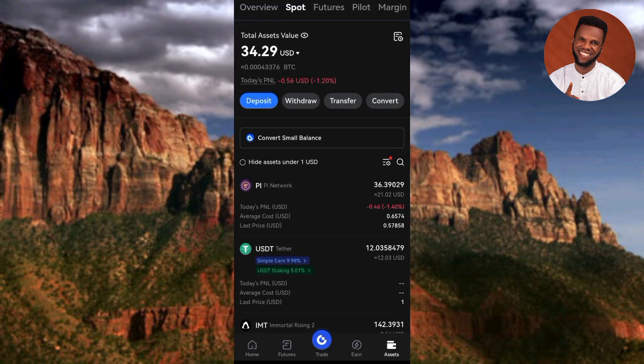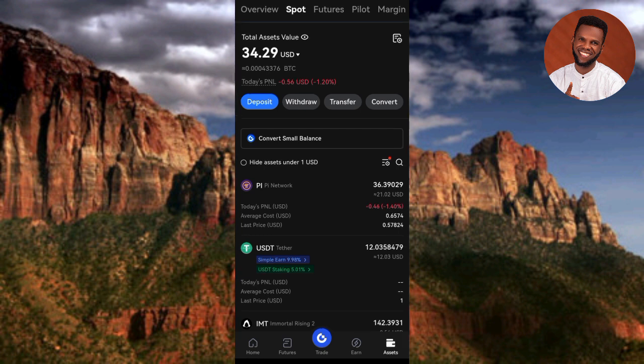Now the next step is to actually sell your USDT using the Gate.io P2P trading. So I'm going to show you guys how you can sell this USDT and then receive your money into your bank account in your local currency. It's very easy. Now the first step you have to take in order to do that is to tap on the home icon. Let me tap on the home icon.